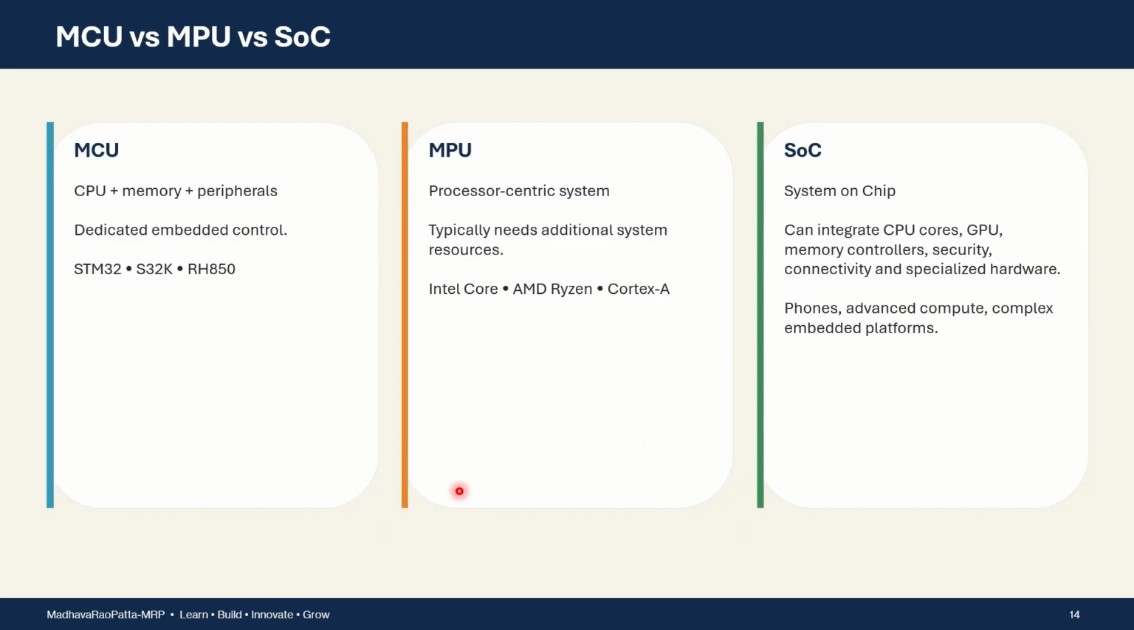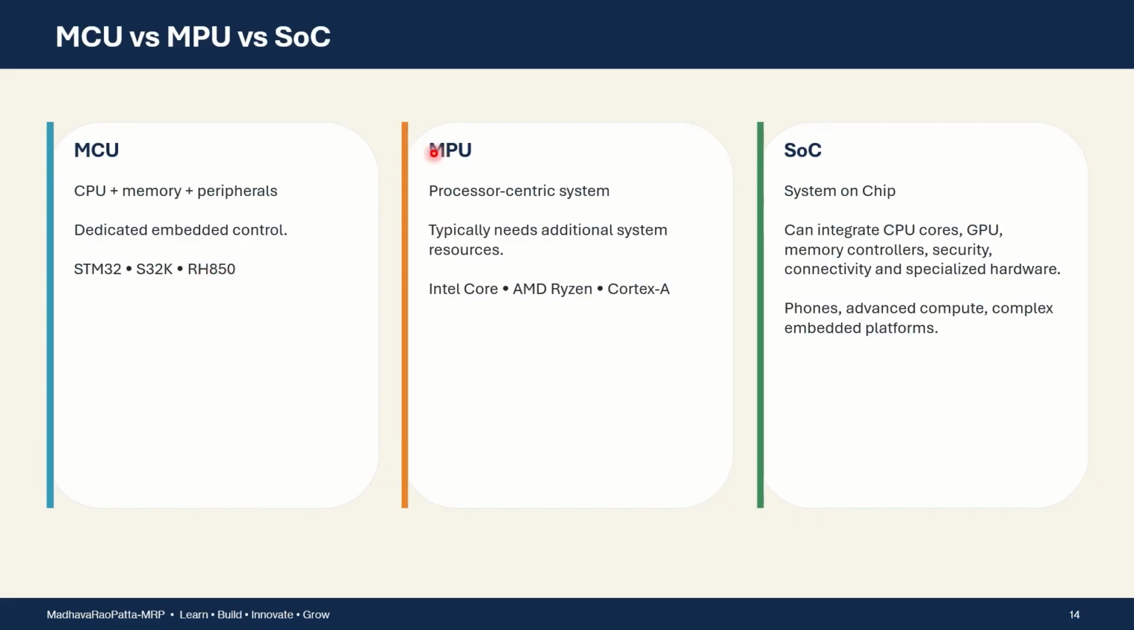Then coming to the difference between microcontroller, microprocessor, and SoC. This is one more way of understanding the SoC also. The microcontroller, MCU, stands for microcontroller unit. It has the CPU, memory, and peripherals highly integrated, dedicated for embedded controllers. Examples: STM32, RH850, Renesas RH850.